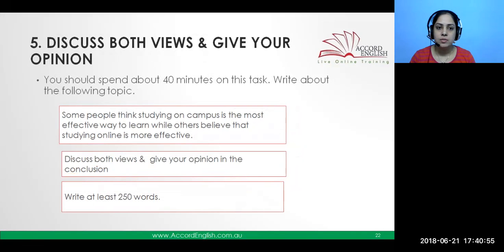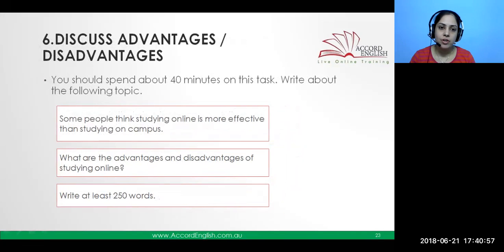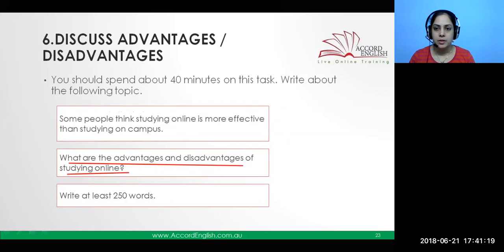Moving on to the sixth model, which is discussion of advantages and disadvantages. In addition to the question given earlier, you'll be asked one more type of question. What are the advantages and disadvantages of studying online? So what you're supposed to do is discuss both of these, the advantages and the disadvantages, and then conclude the essay.